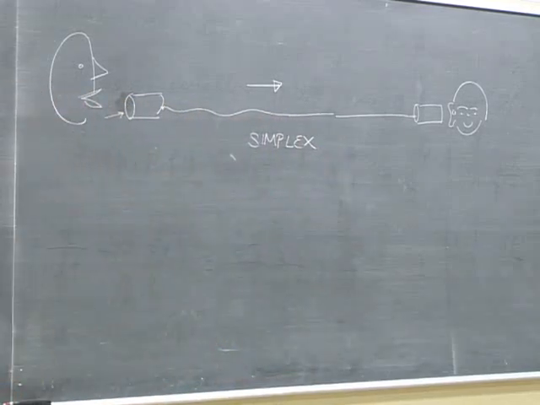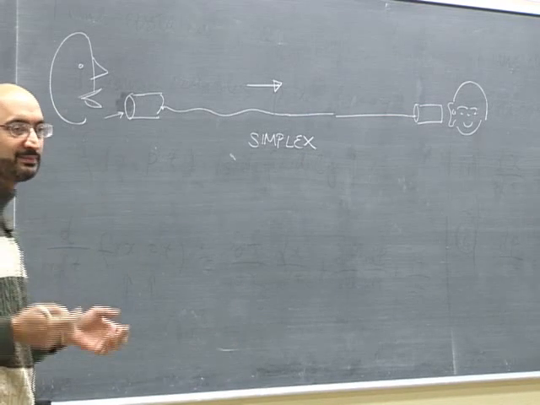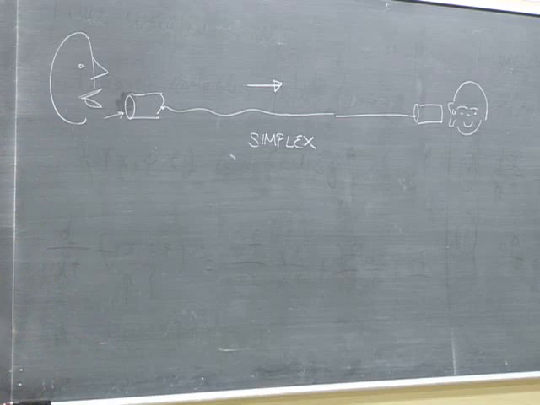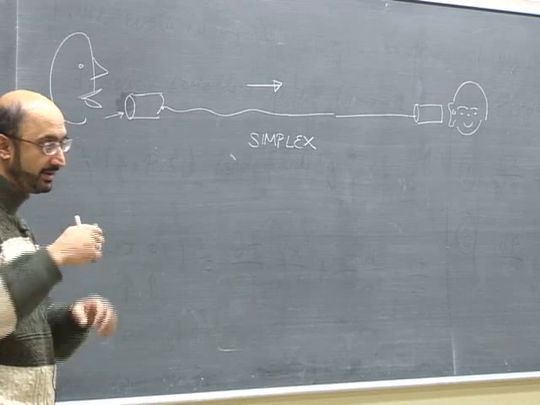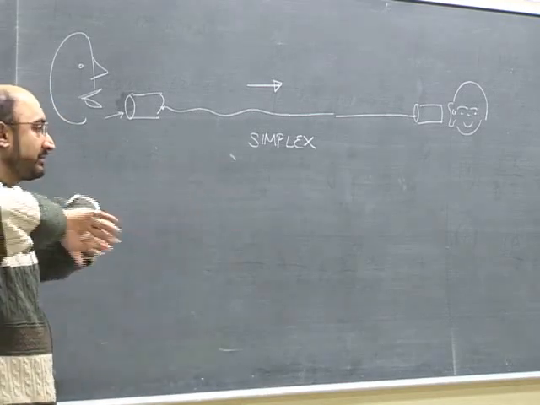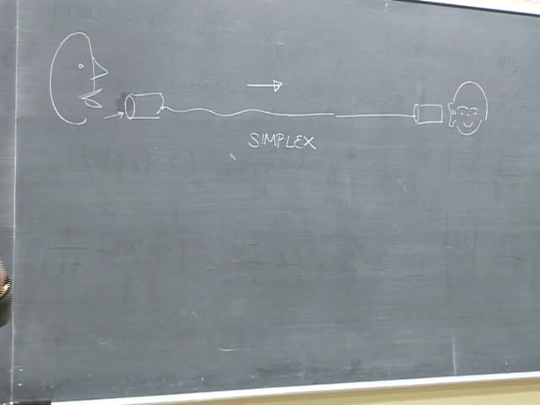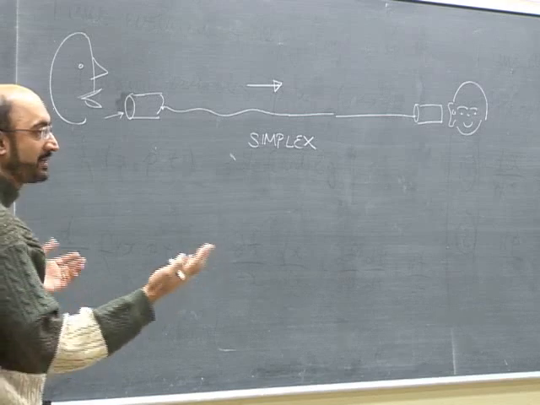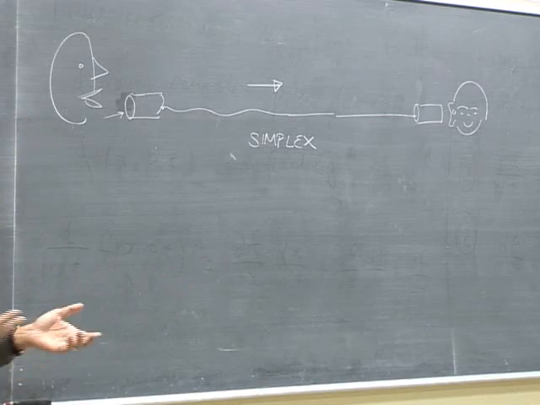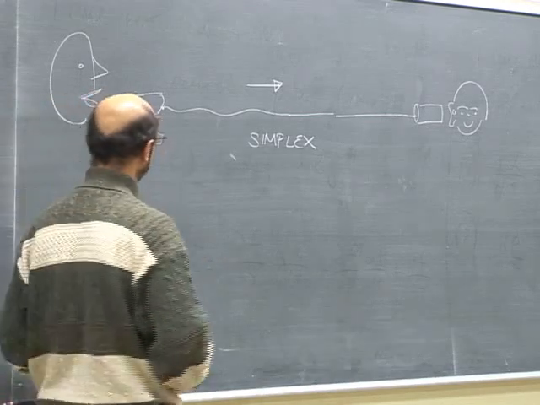Here's an example of another simplex channel: radio broadcast. You turn on your TV or radio, and the TV tower sends out information, but you can't send it back. You can only hear what they're broadcasting. You can shout back at your TV, but they won't hear you. So that's a simplex channel.